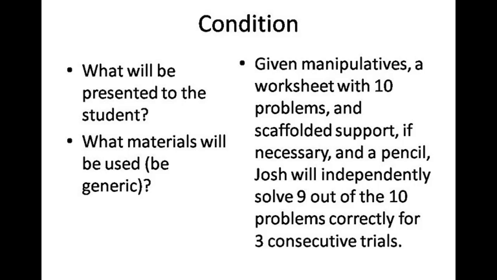Given manipulatives, a worksheet with 10 problems and scaffolded support if necessary, and a pencil, Josh will independently solve 9 out of 10 problems correctly for 3 consecutive trials. The condition is all of that information after the word given. That means, what are we presenting to the child? Well, he's getting manipulatives, a worksheet with 10 problems, and scaffolded support if necessary, which is a nice way of saying we're going to fade that support over time, and a pencil. That's everything that we're going to present to the child.